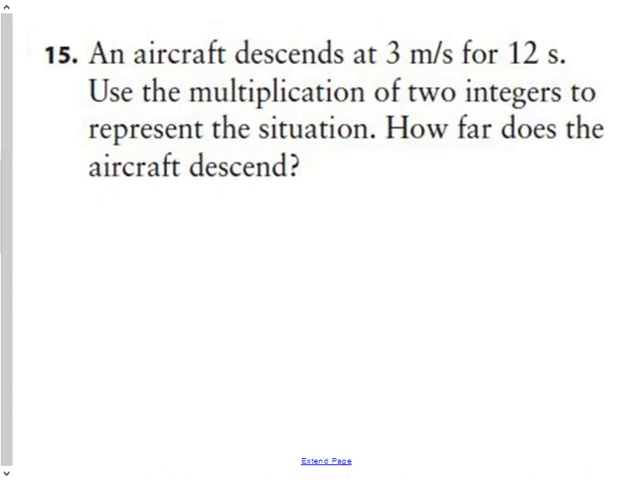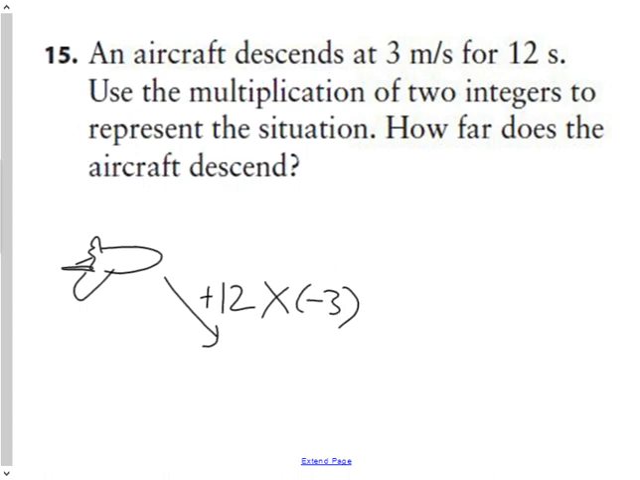Question 15 says an aircraft descends 3 meters a second. So here's the aircraft here, and if it's going to descend 3 meters a second for 12 seconds, it's 12 seconds multiplied by a descending of 3 meters each second. So descending really means going down 3 meters, and negative 3, right? So 12 seconds at negative 3 means at the end of those 12 seconds, if she goes down 3 meters a second, she will be 36 meters below where she started, or a negative 36 from where she started.